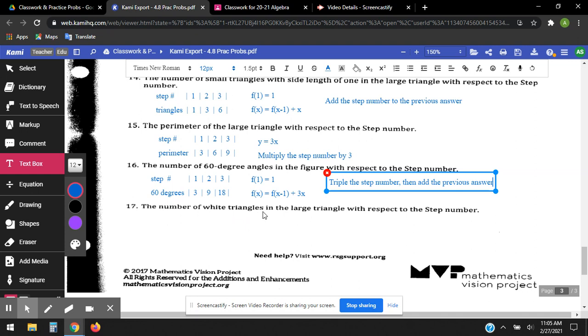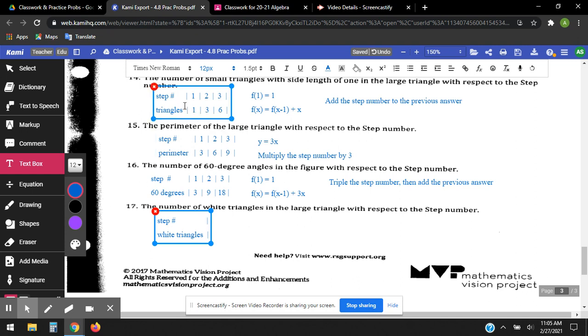All right, last one. Number of white triangles in the large triangle with respect to step number. So again, we're going to have step number and white triangles. Maybe I should clarify up above that we used black triangles, so we're not confused when we get to this. We look back at this later and go, they're all triangles. Why did we get two different answers?